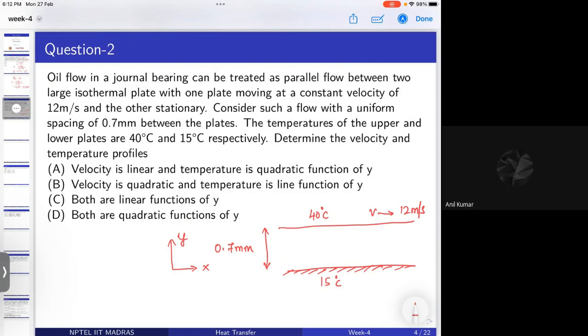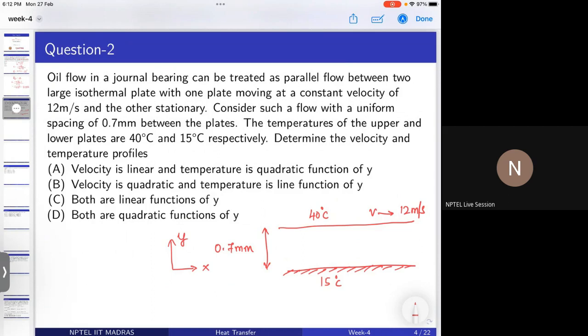Sir, that temperature is a quadratic function of y. So then, how will we write that quadratic equation? What? No, at last I just want the function, I mean the temperature. What is the function of temperature with respect to y? That we have to find out.